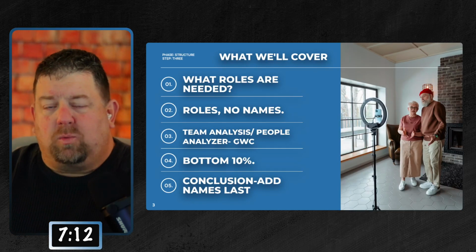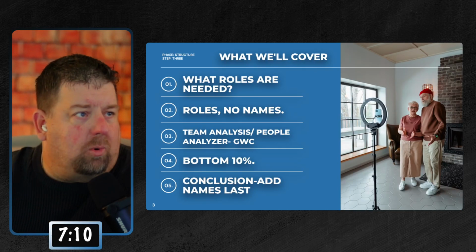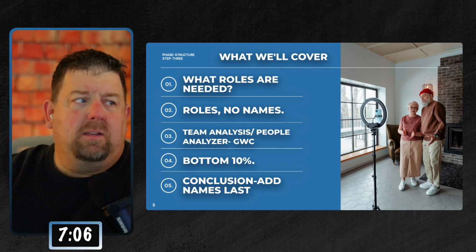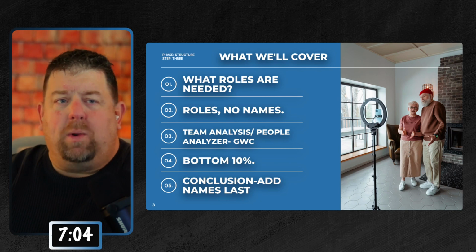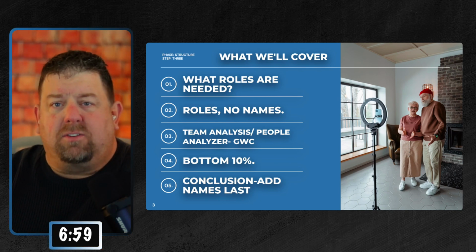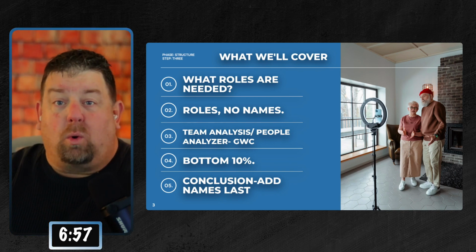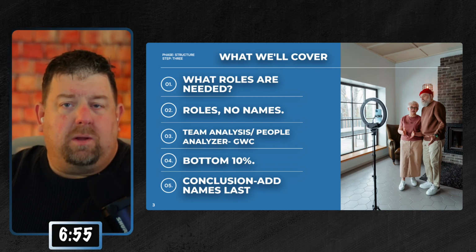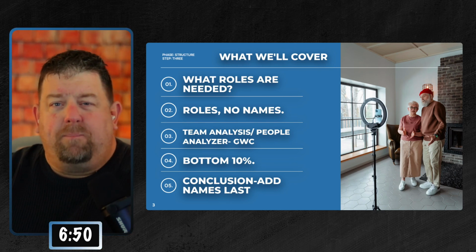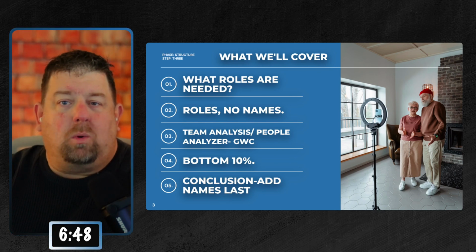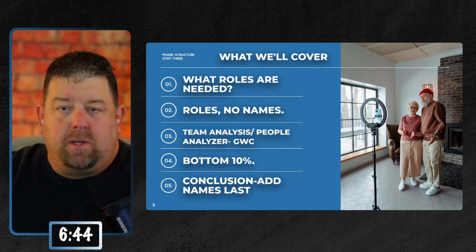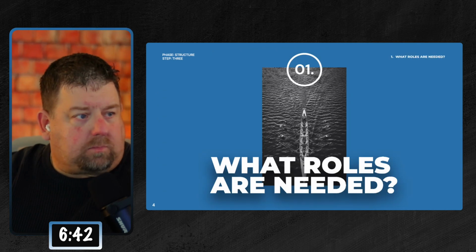There's obviously areas where that can be dissected a little bit more. What I want to cover in this section today is, part 1, what roles are needed. Part 2, roles, no names. Part 3, team analysis, people analyzer, and GWC. Number 4, the bottom 10%, which I don't know that many of you have heard before. And then the last one is just a conclusion to wrap it all up, and that's where we would go back and add the names to the list. But that's obviously intentionally going to be the last step.